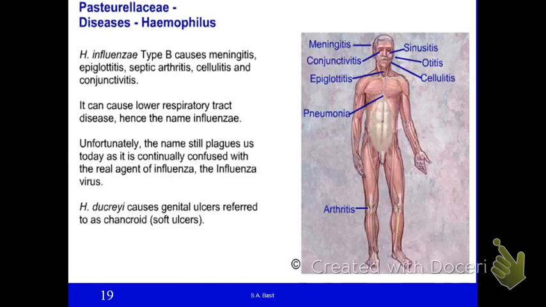So, Haemophilus influenzae type B could cause meningitis, the infection of the meninges, epiglottitis, septic arthritis, cellulitis, and conjunctivitis. It can also cause lower respiratory tract disease that may mimic influenza. There's another species of Haemophilus, Haemophilus ducreyi. This one is sexually transmitted.